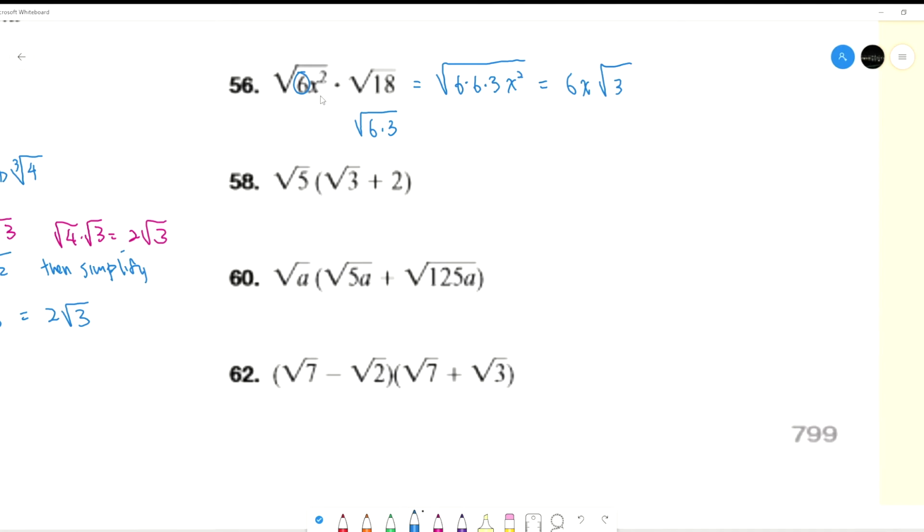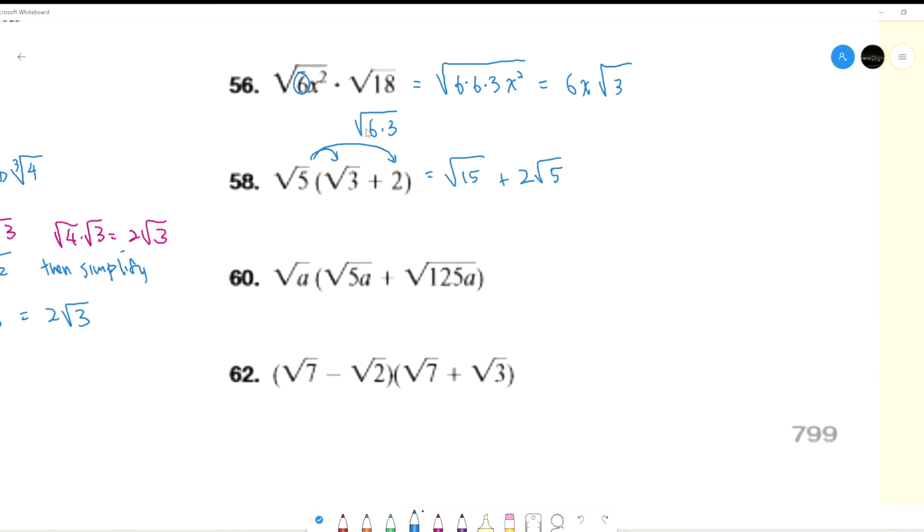Radical 5 times, so we're doing the distributive property here. I notice 5 times 3 doesn't simplify, so that's just radical 15. And then 5 times 2, so that's just 2 radical 5. You cannot multiply these under the radical because this is not under the radical.